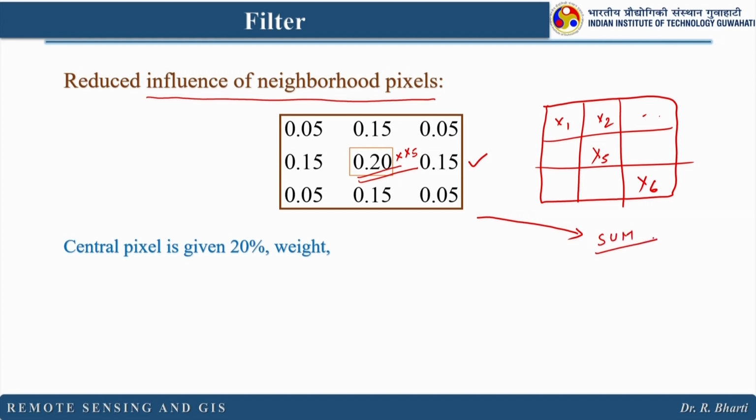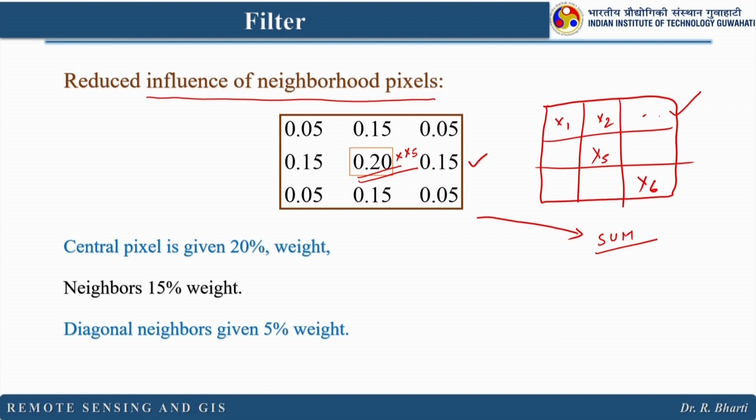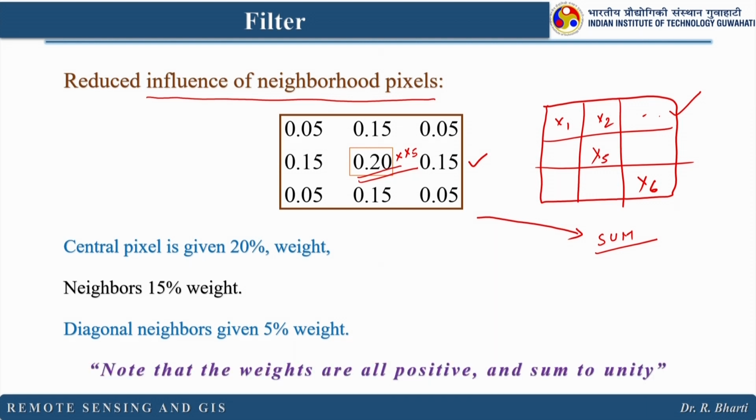Why sum? Because if you calculate all these coefficients or multiplicative factors, the total is equal to 1. So you don't have to do the averaging again. This is the weightage assigned to all these image pixels. Here the central pixel is given 20% weightage, 0.2. Then the neighbors get 15% weightage and the diagonal neighbors are given only 5% weightage.